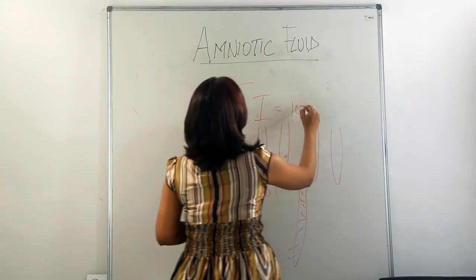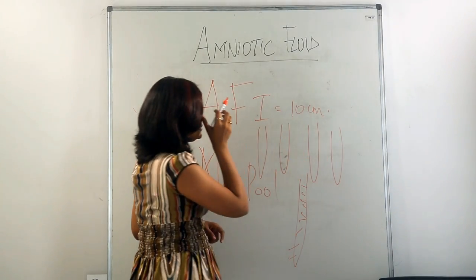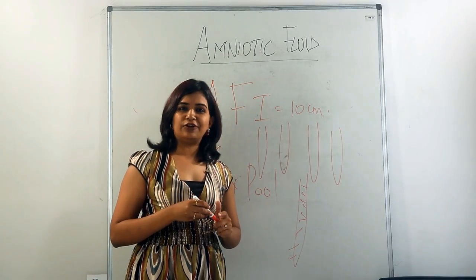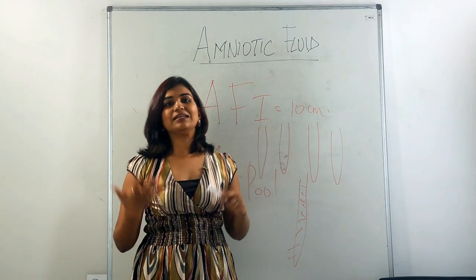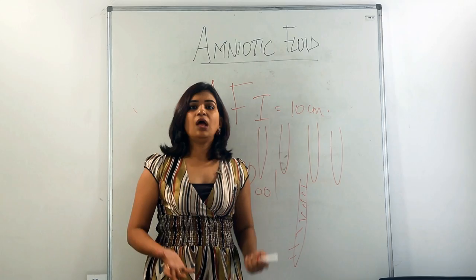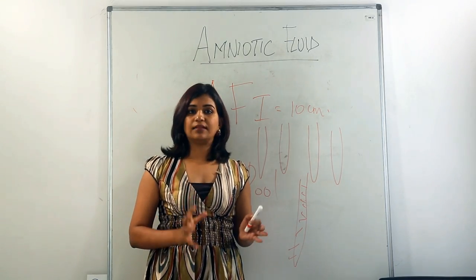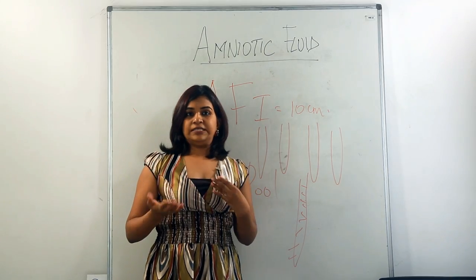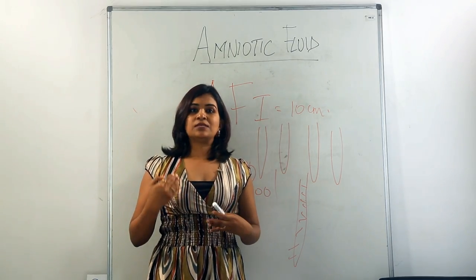Usually AFI, the index is usually 10 centimeters, that is considered normal. Anything more than this is considered as polyhydramnios, and anything less than that is considered as oligohydramnios. Oligohydramnios is nothing but low levels of amniotic fluid. And what is the impact on the baby? The baby's movements are slowed down.